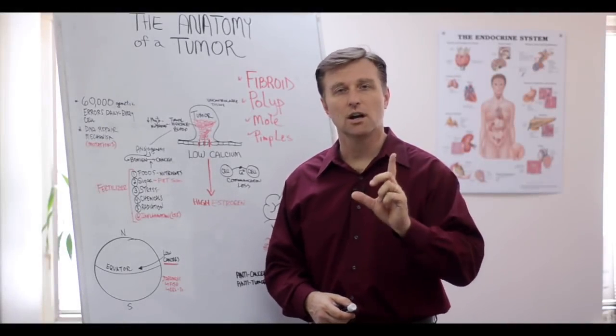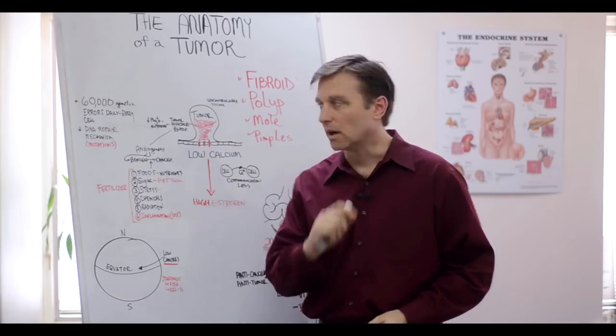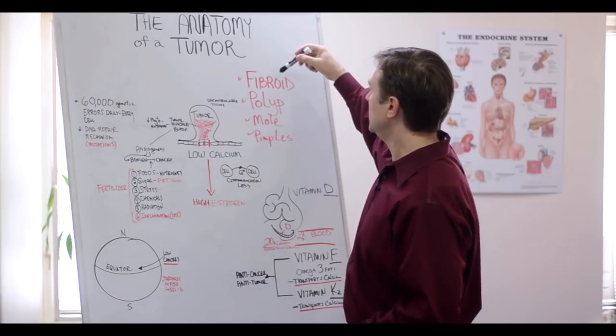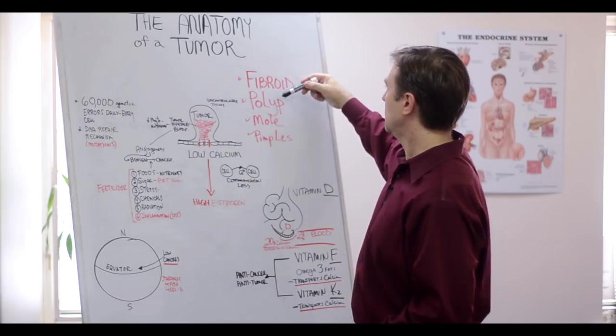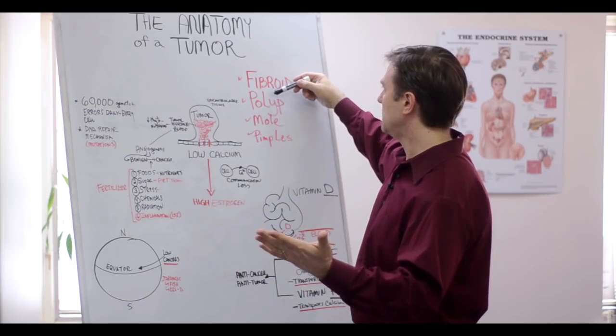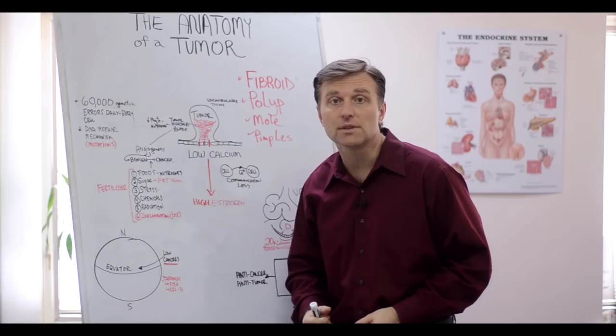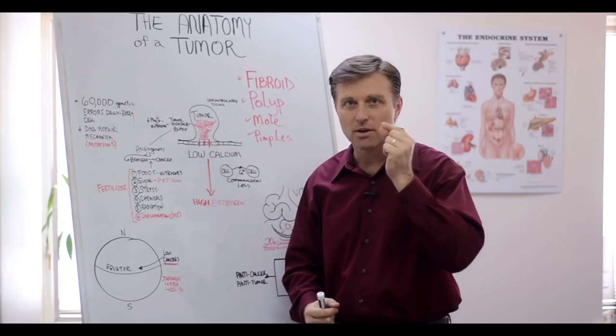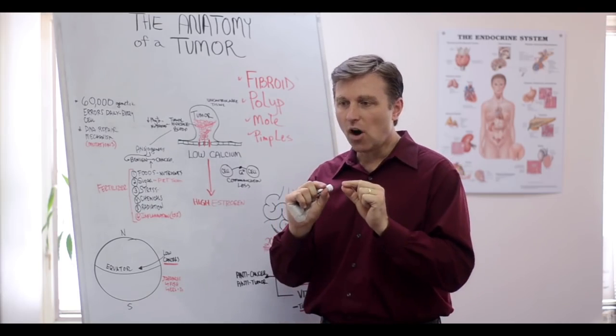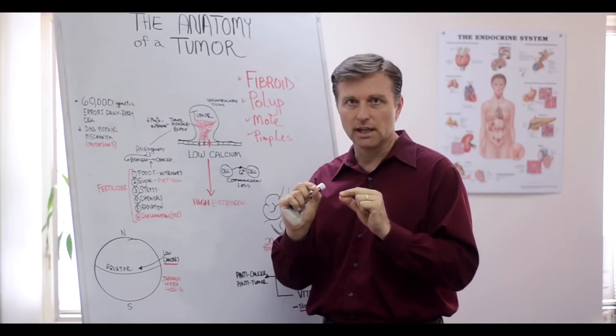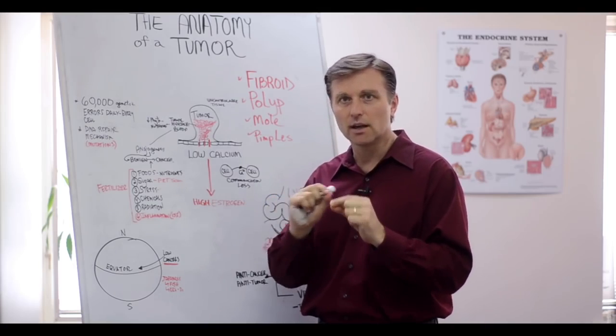In this video, we're going to talk about the anatomy of a tumor. So a lot of women are getting these fibroids, and the general population, men and women, are getting polyps. Some people get moles, some people get pimples. If you look very closely in the mirror at your face, you may have all these little bumps that are occurring, and then they kind of go away, and they come and go and come and go.